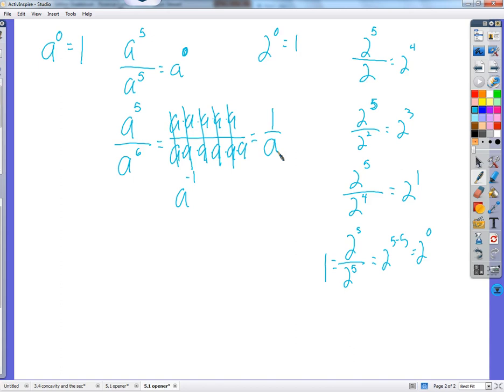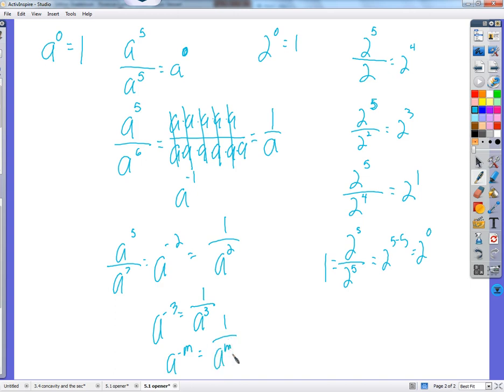So a negative exponent means that this is actually in the denominator. That's what that means. How about a to the 5th over a to the 7th? A to the negative 2, or we could write out 5 factors of a over 7 factors of a. 5 of those factors cancel out, and we're just left with 1 over a, the second 2 factors left in the denominator. So what would a to the negative 3 be? 1 over a to the 3rd. A to the negative m is 1 over a to the m, a to the positive m. Whatever that negative number is, we can just write it in the denominator.